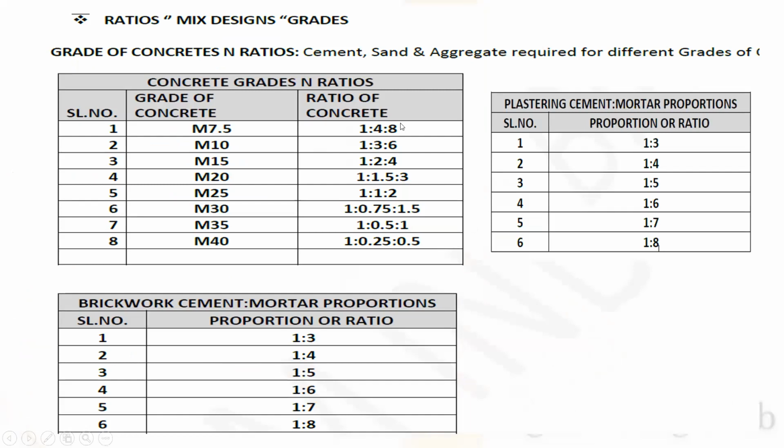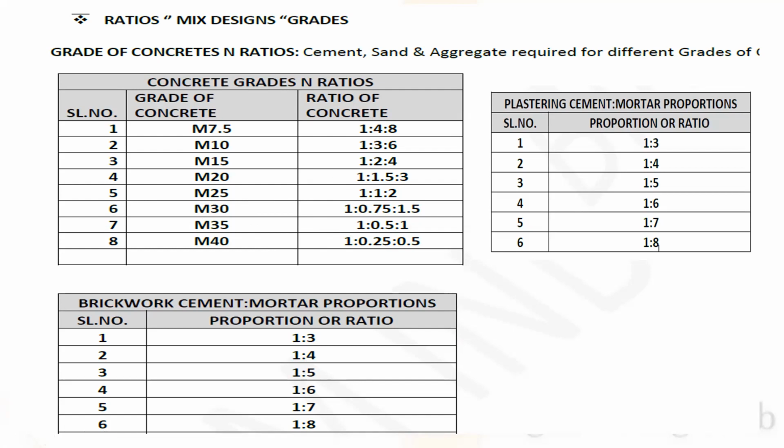Now the ratios of the concrete grades we talk about. M7.5 1:4:8, M10 1:3:6, M15 1:2:4. M20 1:1.5:3. M25 1:1:2. M30 1:0.75:1.5. M35 1.5:1. M40 is equal to 1:0.25:0.5. But for M25 to M40, better do your own site design mixes.